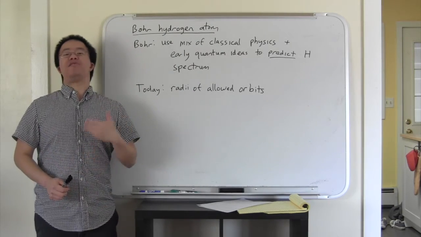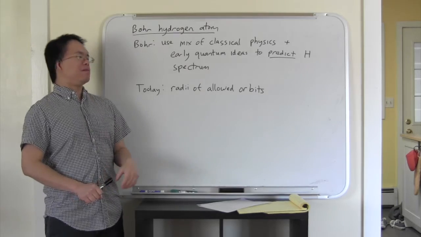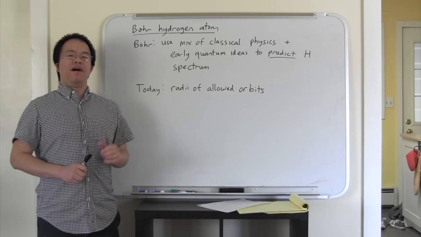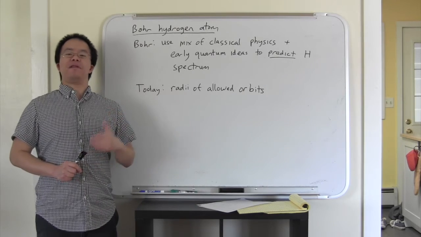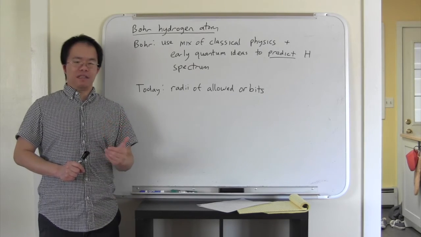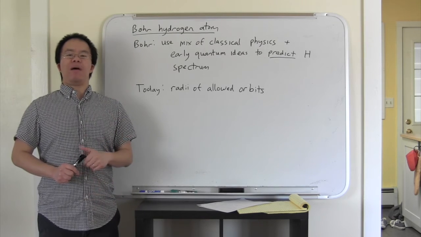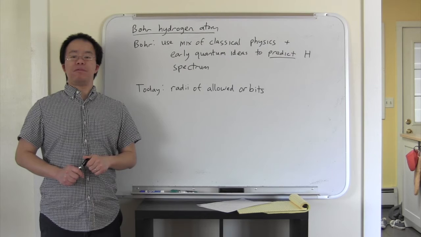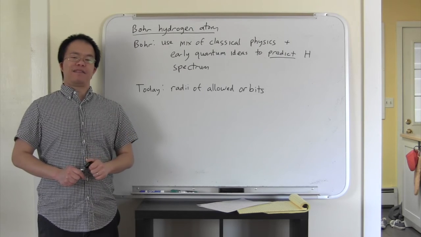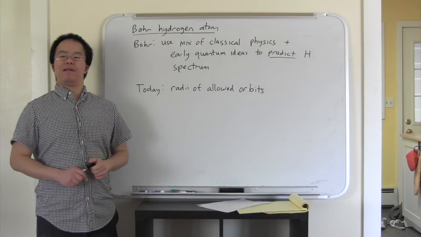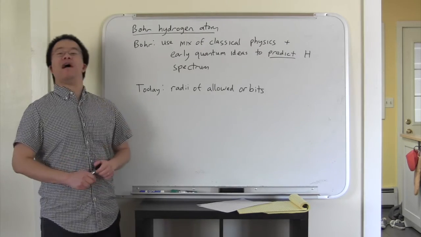I'm going to now ask you to think a little bit about how this might work using physics you've seen before in 117 and 118. So we'll do a whiteboard exercise now, and when we come back in part 2 of this video, we'll look at that exercise and think about what the implications are for the allowed radii.